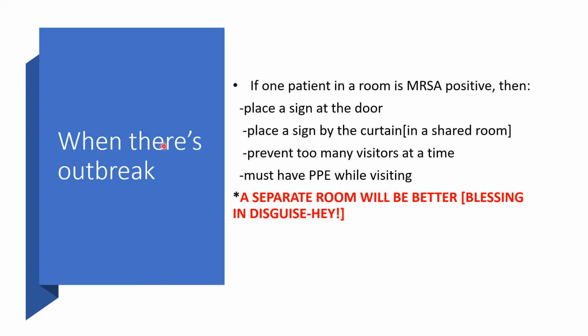Still, in the face of an outbreak, if one patient in a room is MRSA positive, we must put a sign at the door. This is not to discriminate against the patient, it's to protect the rest of the people, including the loved ones of the said patient. We must place a sign by the curtain if we are dealing with MRSA in a room where patients are sharing. If that is the case, they will have a curtain, right? When you want to take vital signs, or do an examination and so on. So this time around, that curtain must remain permanently, not only when we need to do vital signs or anything, and a sign must be there.